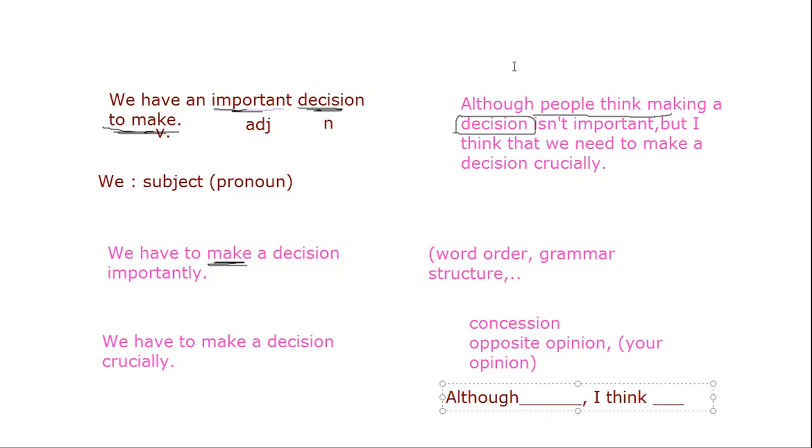I hope now you understand how to paraphrase. So think about it. To make a summary of this question, of this topic. So to paraphrase, you need to think of synonyms. All right. Think of word order. Think of grammar structure and concession.